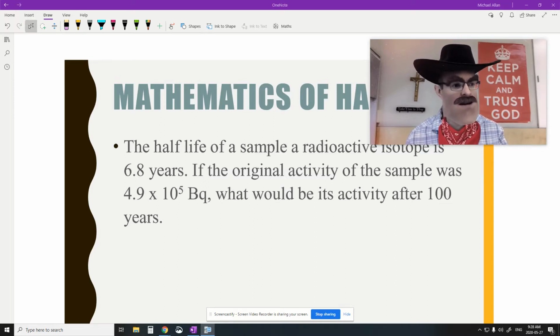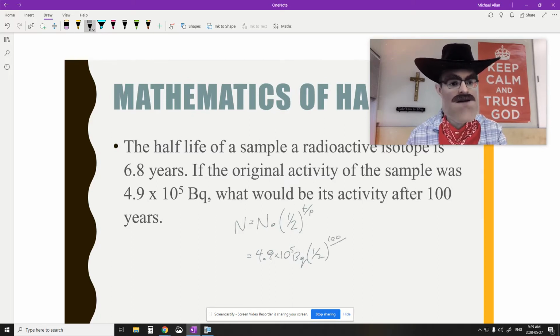So what would the activity be? Let's just plug it in. N equals N naught times a half to the power of t over the period. I'm just going to replace the pieces I know. So I got 490,000 here. I'll just leave it as scientific notation this time, times a half to the power of 100, the time that has elapsed in years, divided by this. That's in years, so the years would cancel each other out anyway. So this would be 4.9 times 10 to the 5 times a half to the power of approximately 14.7.